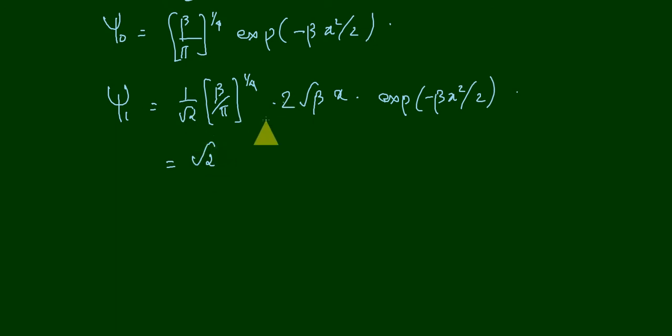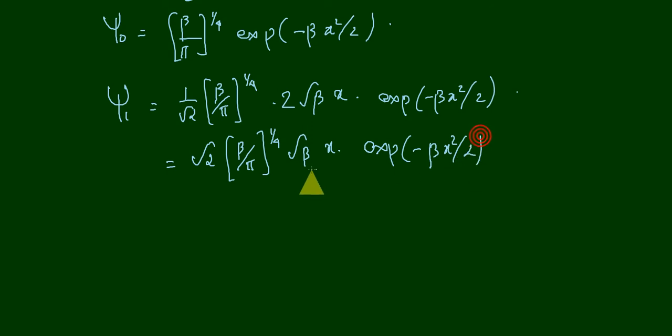So this root 2 and 2 will be cut, and then we will get a root 2 in the denominator. So root 2 into (beta by pi) raised to 1 by 4 into root beta x, root beta into x, exponential minus beta x square divided by 2. You can simplify this further, but that is not necessary. Okay, so that is the expression for psi 1.